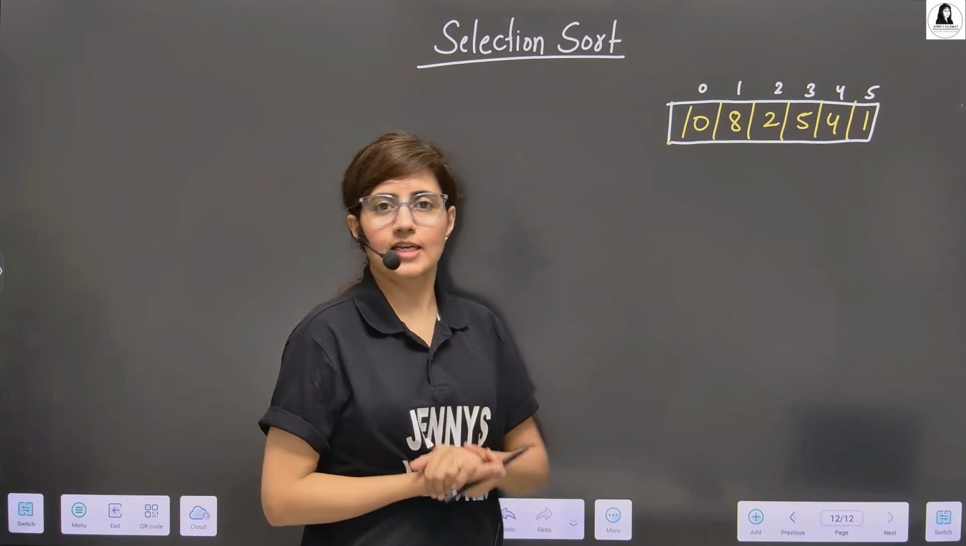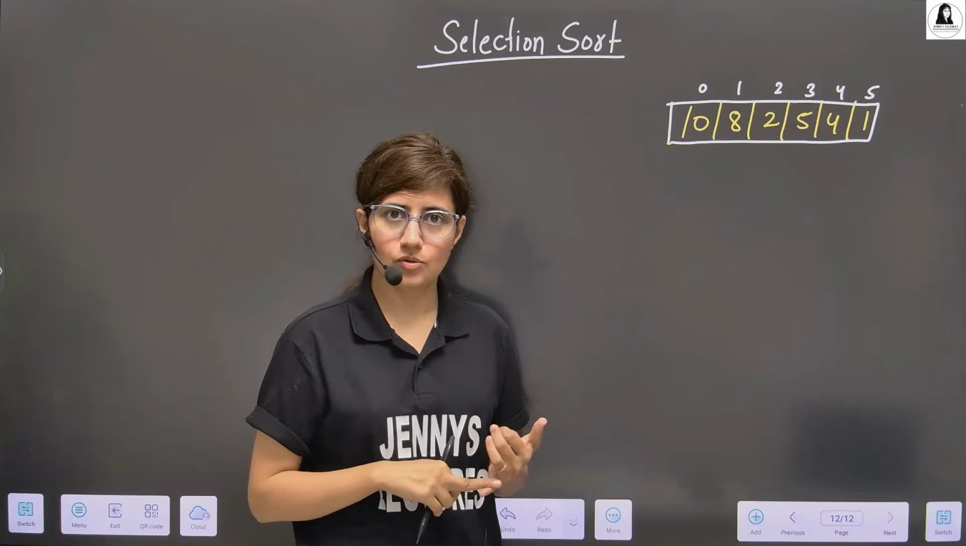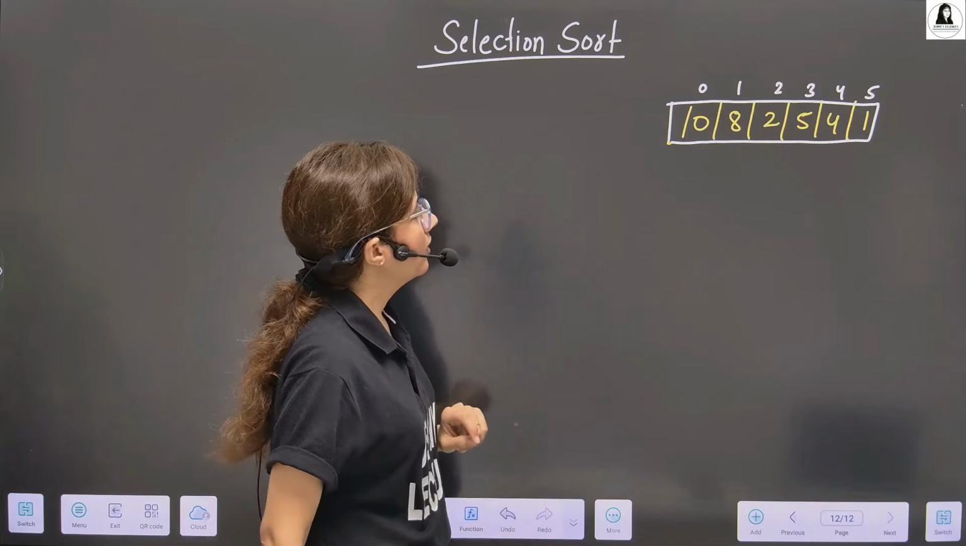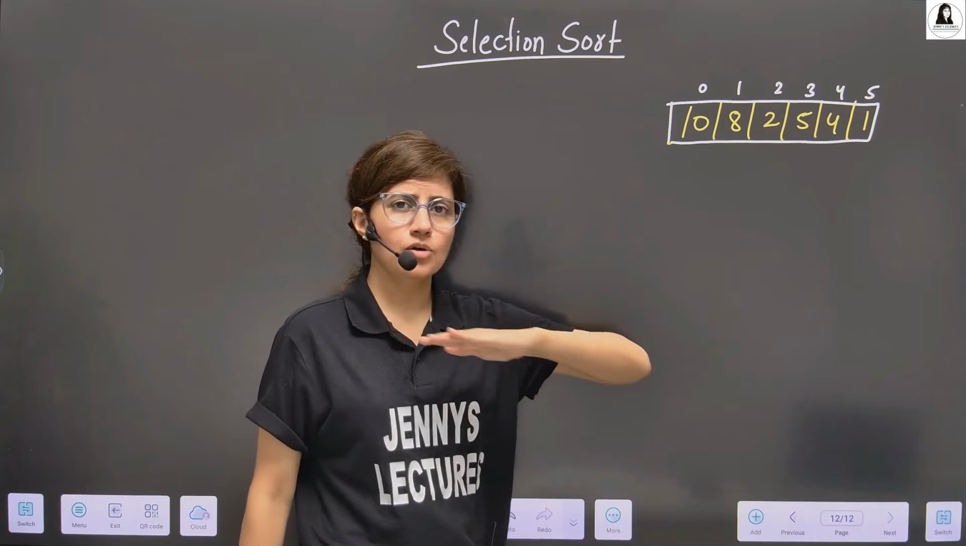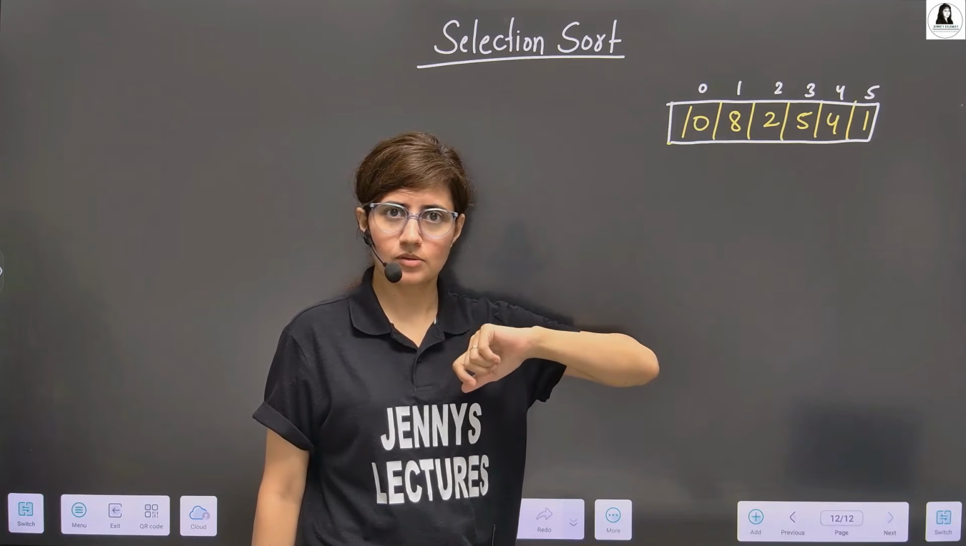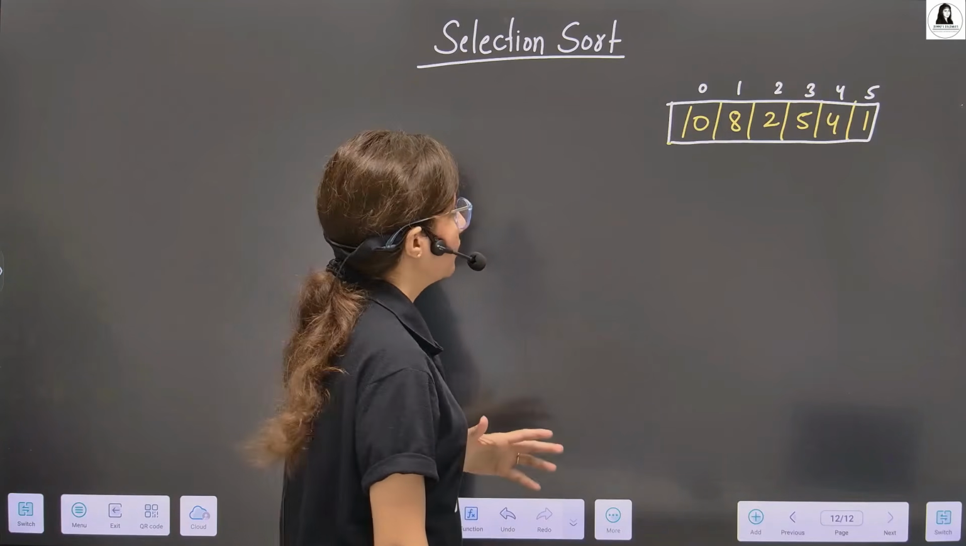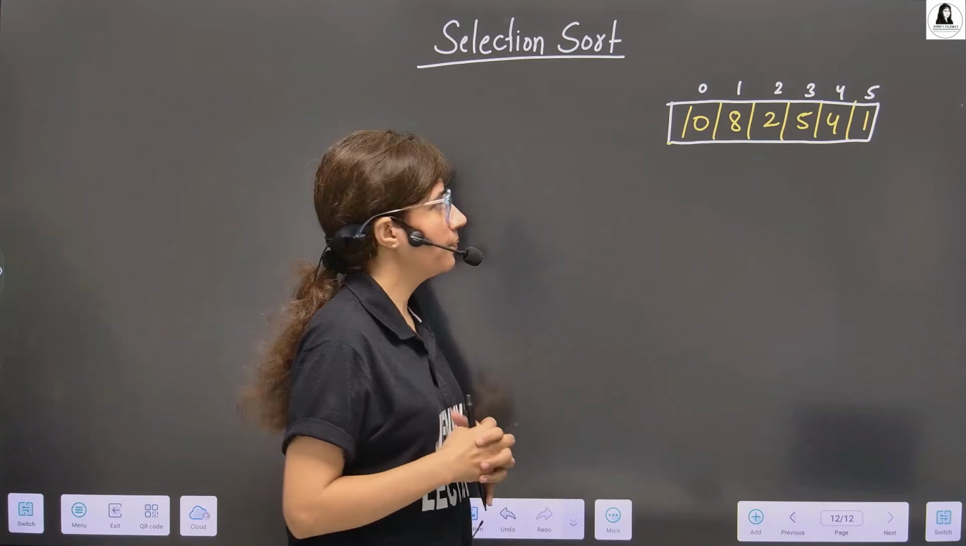So next sort is selection sort. We are done with bubble and insertion sort. Let's see what is selection sort. This array is given to you and you have to sort it in ascending order. First thing, this is also comparison based sorting.